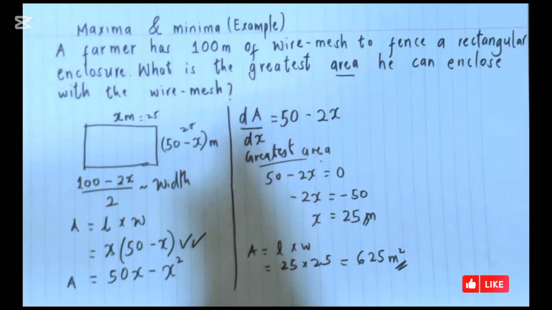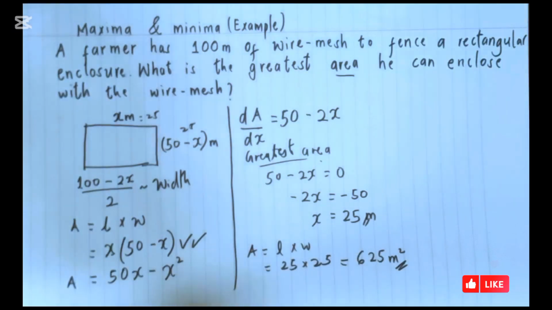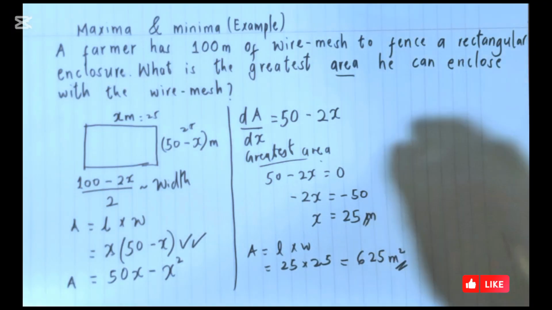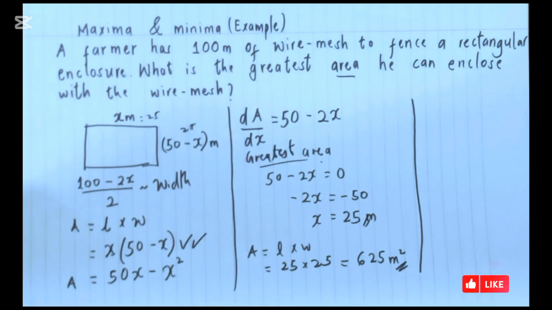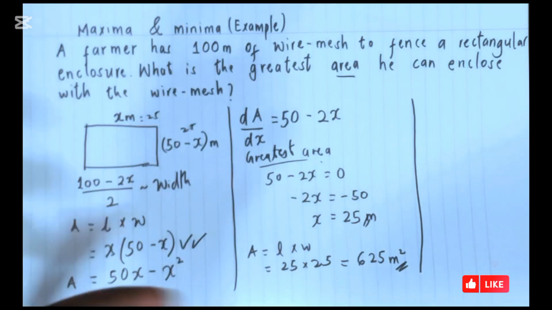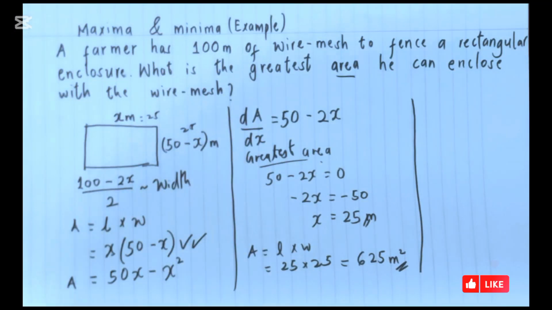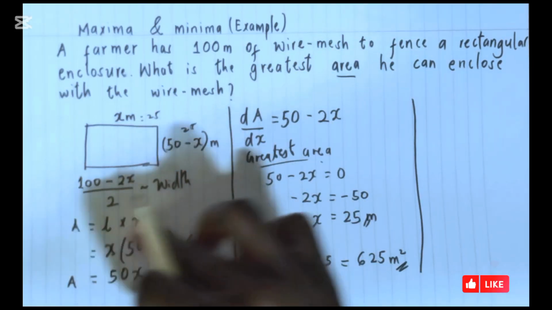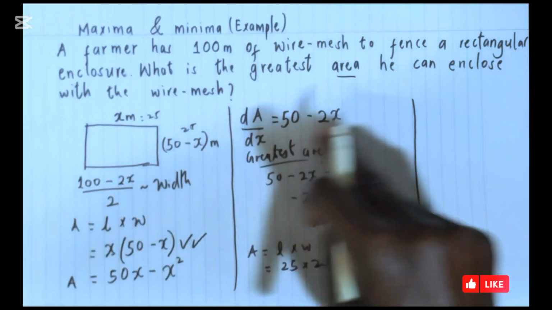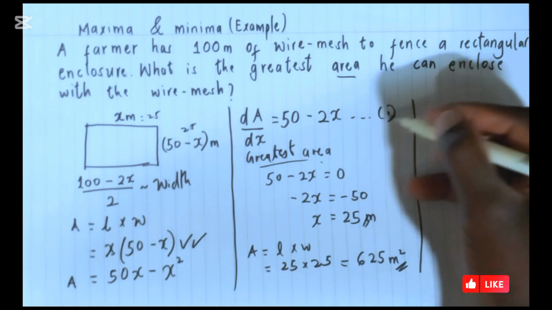So this is it. But again, we don't know whether this was the greatest area it covered, or the smallest area it covered. If you want to find the nature of this stationary point, you get the second derivative, and if it's a negative number, then that's the maximum. If it's a positive number, it's the minimum. So we will find the second derivative of our function A, deriving this function that I'm going to label 1 a second time.